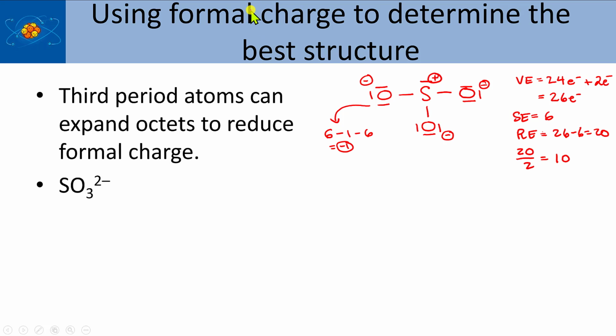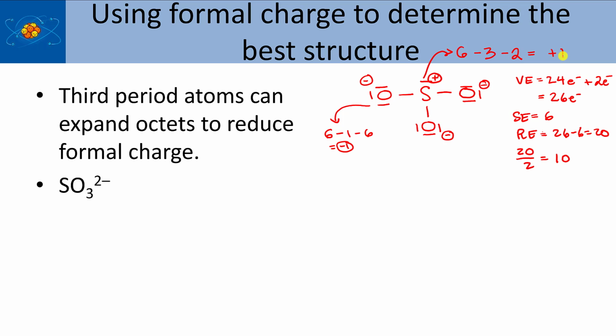Now, what we're going to do, though, is this. We'll go ahead and do the calculation just to see it, right? It has 6, and then it has 3 bonds. I'm subtracting the 3 bonds, and then I'm subtracting 2 electrons for the lone pair, and I get +1. Okay? So its formal charge is +1.